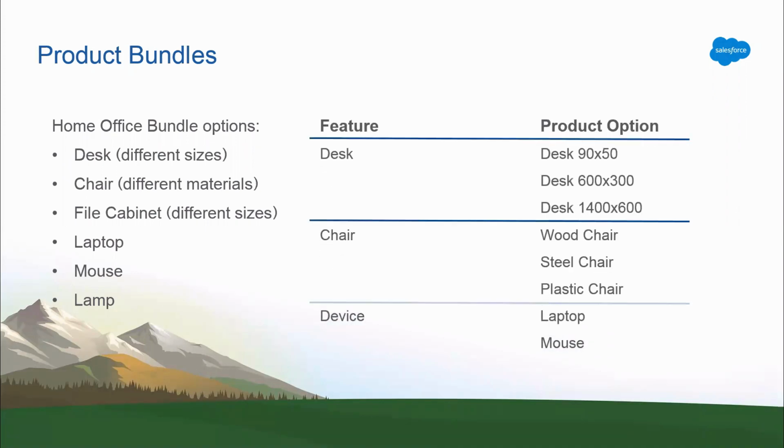Now, a feature here is just a categorization. So a feature here is just a combination of options. So here we have different sizes of desks that are under the feature desk, okay? Also different kinds of chair material. So there's wood, steel, plastic under the feature called chair. Okay, there is also the laptop and the mouse under the devices feature. Okay, so let's see this in CPQ, okay?